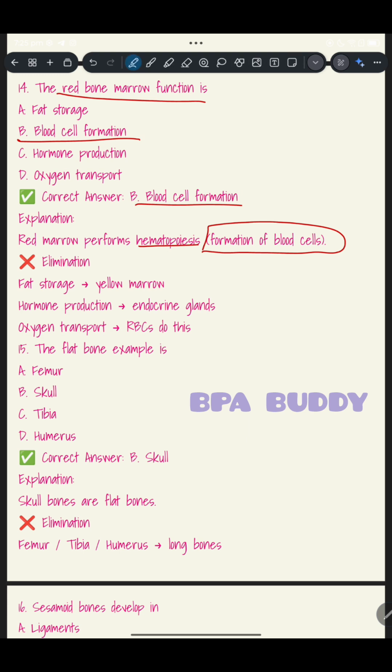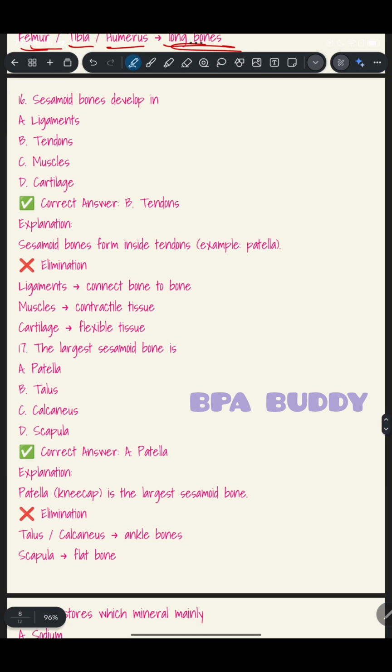Flat bone example is skull. Skull bones are flat bones. Femur, tibia, and humerus are all long bones. Sesamoid bones develop in tendons. The sesamoid bones form inside tendons, for example, patella.